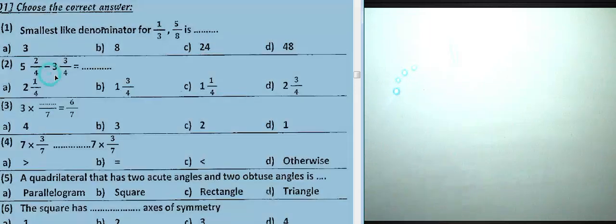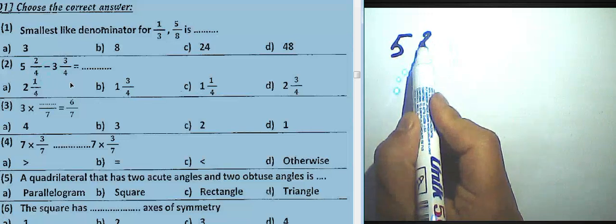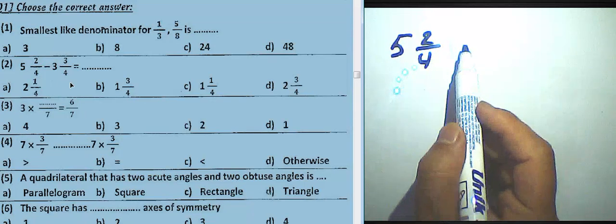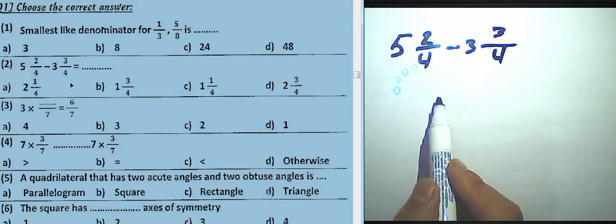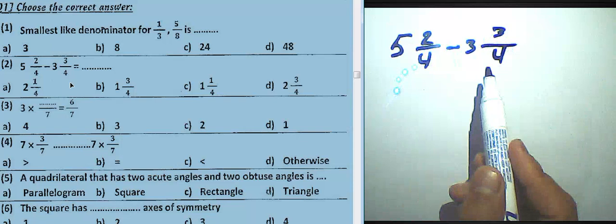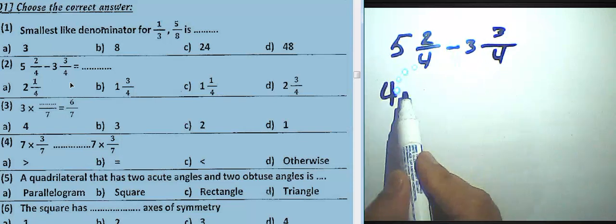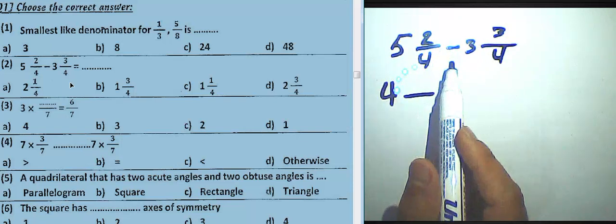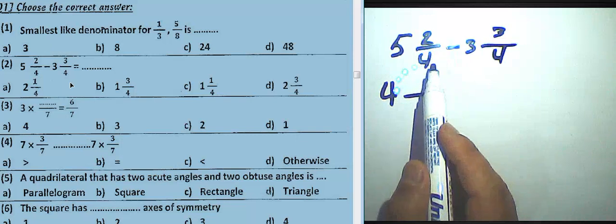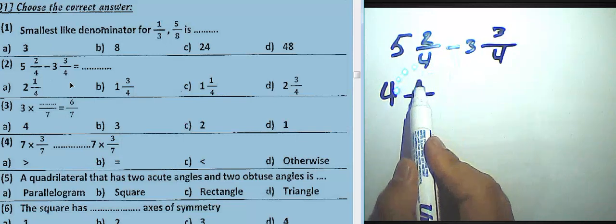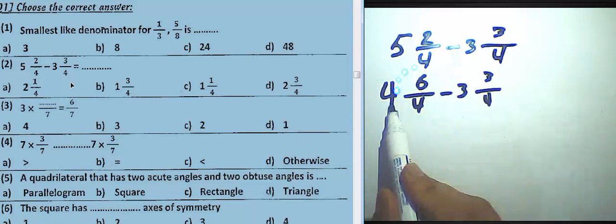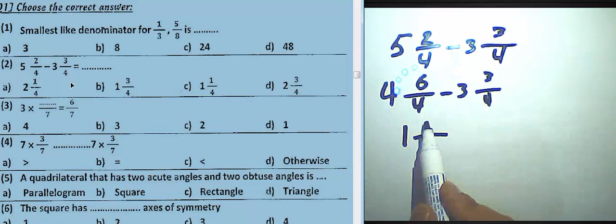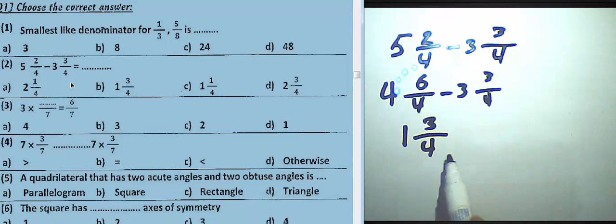Question number 2. 5 and 2 over 4 subtract 3 and 3 over 4 equals what? We know 2 minus 3 we can't do, so we must borrow 1 from 5, it will be 4, and we can write 4 over 4 plus 2 over 4, it will be 6 over 4. Subtract 3 and 3 over 4. 4 minus 3 equals 1 and 6 minus 3 equals 3, then the result will be 1 and 3 over 4.